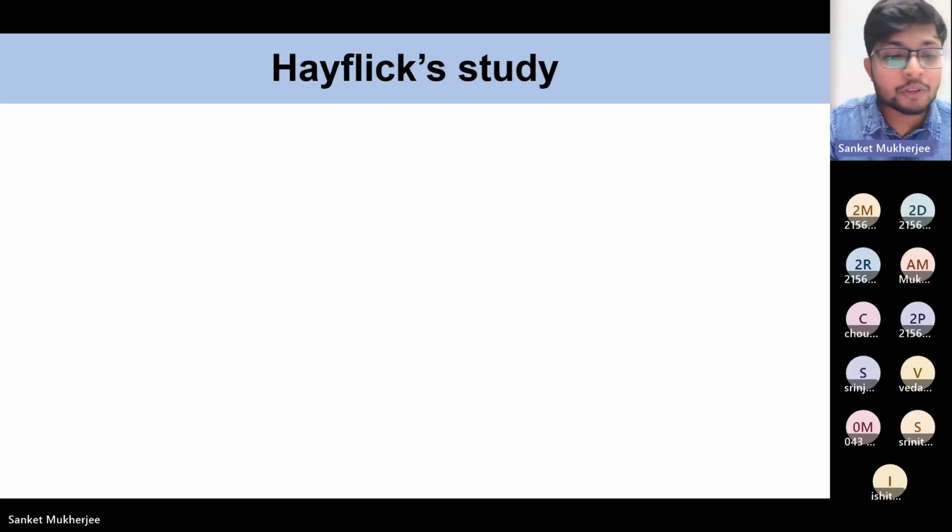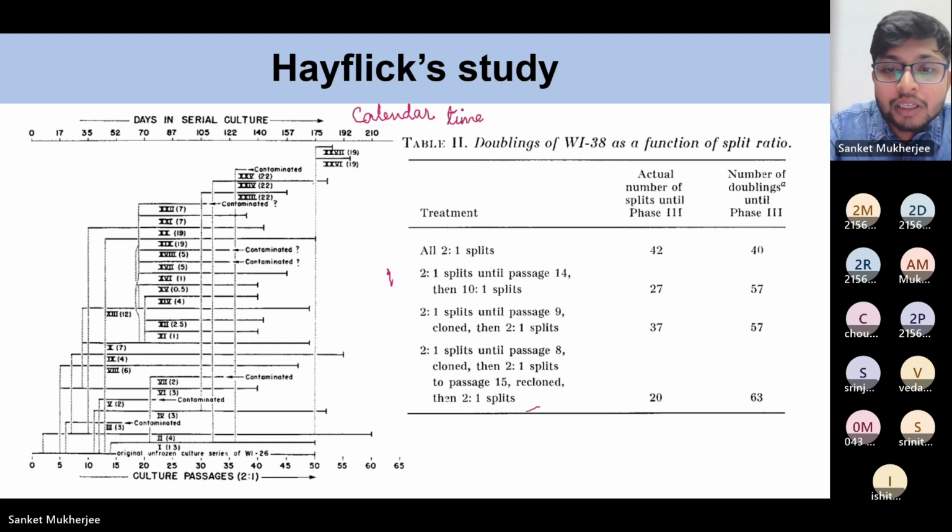I'm not sure if you are clear with all of this, but anyway, let's proceed. The number of splits has been 42 and the number of doublings has been 40. If we do 2:1 splits until passage 14 and then go for 10:1 splits, what will happen? The number of splits will decrease, but the number of doublings will be 57.